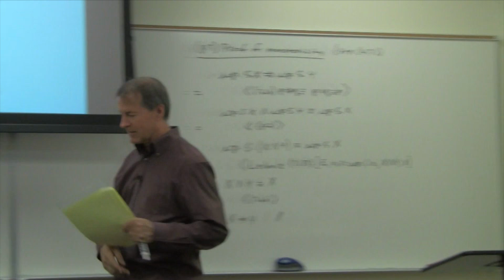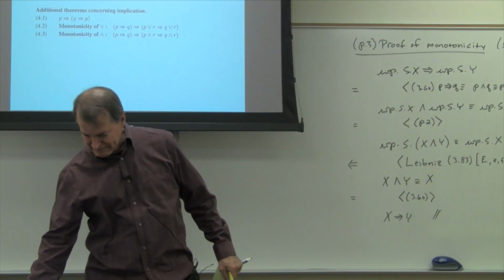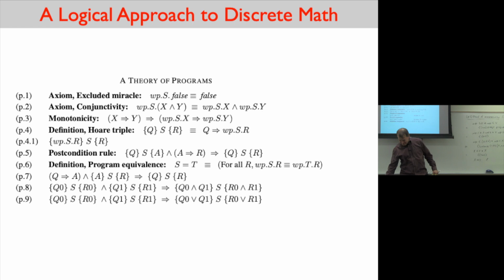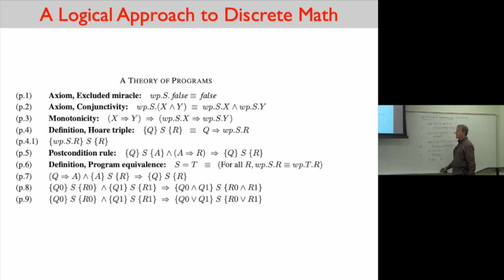All right, now let's take a look at the next one. We're going to keep on trucking. Actually, I can't prove P.4 because it's an axiom, a definition. So we can't prove P.4, but let's take a look at it up here. It says definition, Hoare triples. It says that Hoare triple, precondition Q, statement S, postcondition R.